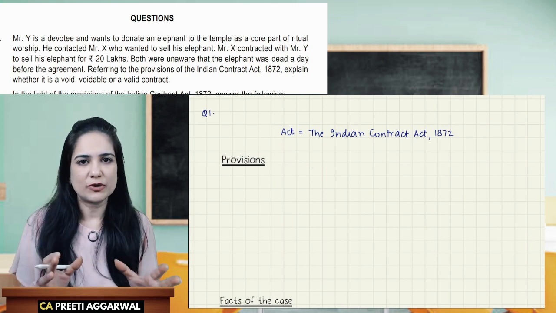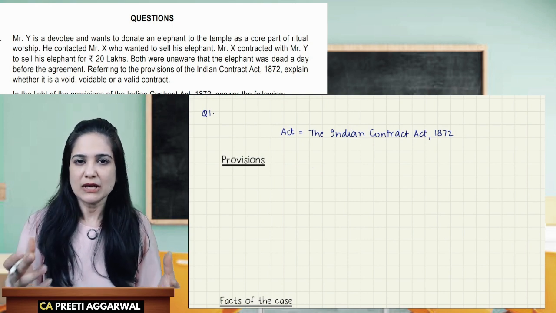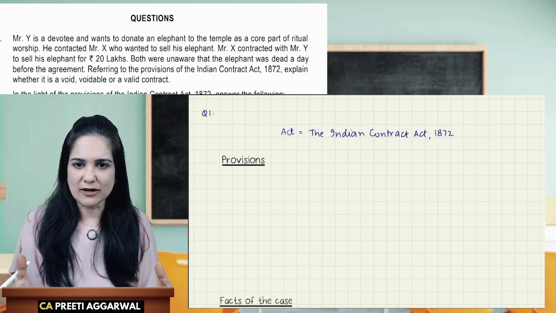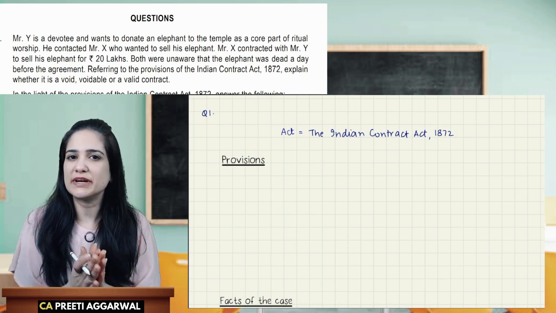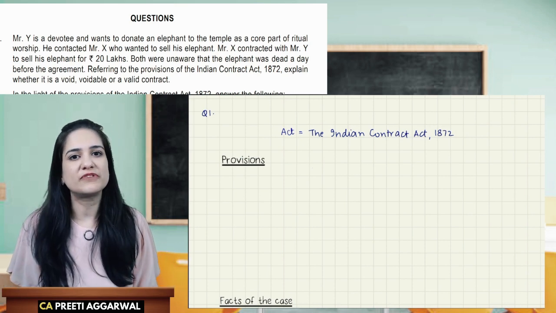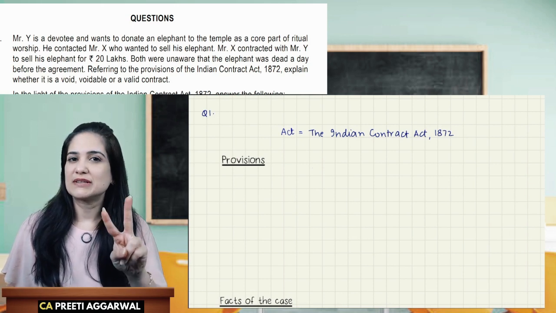Mr. Y is a devotee and he wants to donate to a temple. He wants to donate an elephant to the temple. So he is in search of a seller. Mr. X is the owner of an elephant and he wants to sell the elephant. So they both enter into an agreement, but unknown to both of them, the elephant was already dead at the time of agreement. Now, this question can be answered in two ways.